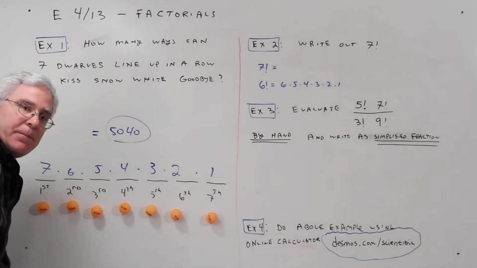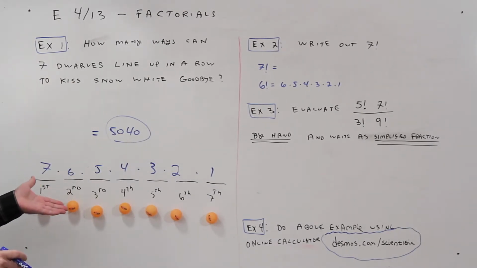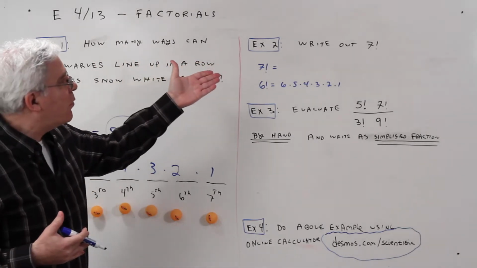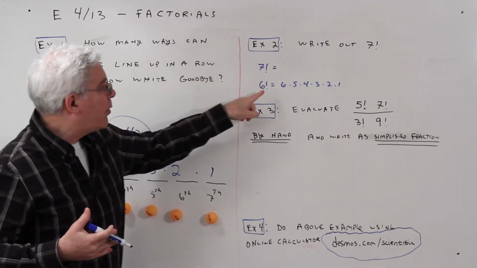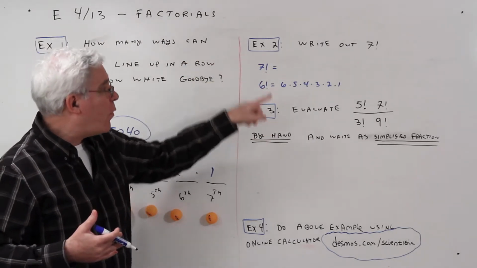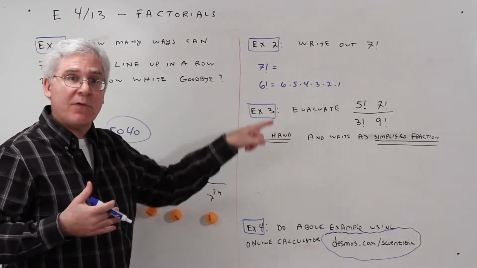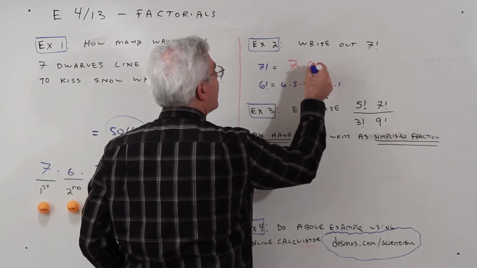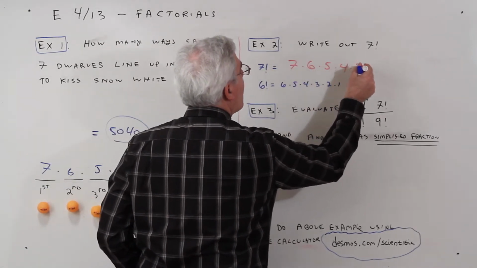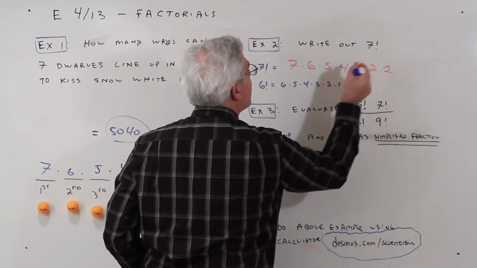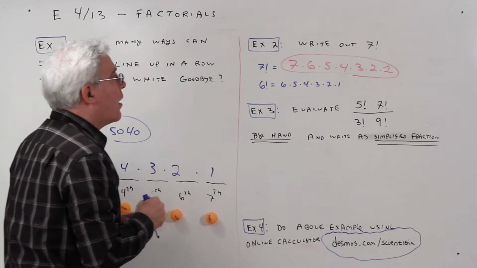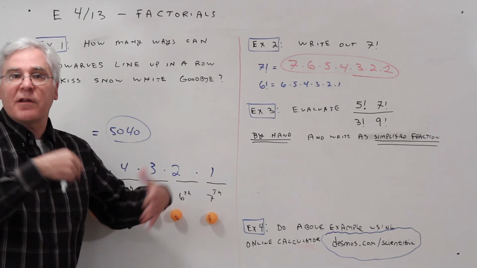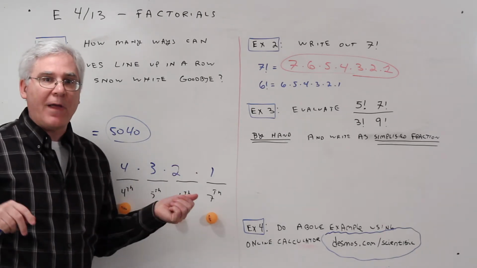These factorials come up enough where we have certain symbols and buttons on the calculator. So here's example 2. Write out 7 factorial. Well, 6 factorial is 6 times 5 times 4 times 3 times 2 times 1. So 7 factorial, I'll do it in red, will be 7 times 6 times 5 times 4 times 3 times 2 times 1. Which is exactly what we could have done over here. And the calculator is a shortcut. It just saves you time. That's the purpose of factorials.